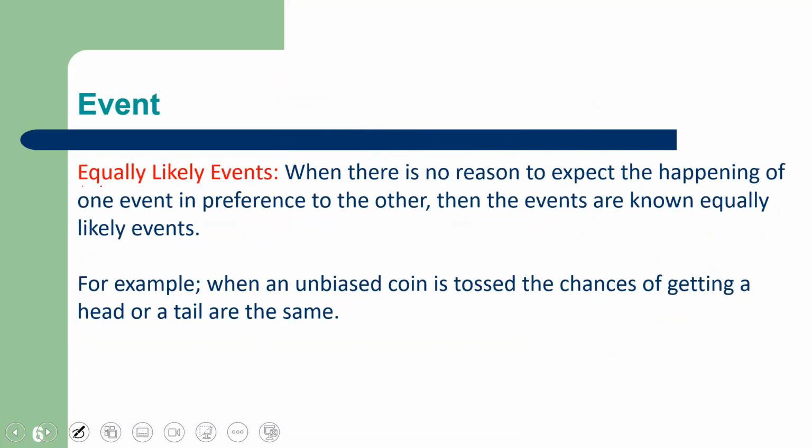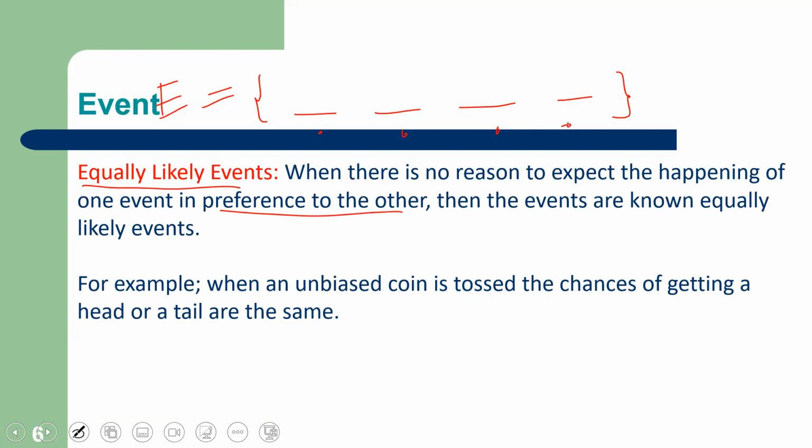We also have equally likely events. Equally likely means that every outcome in an event, for example if you take this as an event, every outcome we have in the event will have an equal chance. There is no reason to expect one outcome to happen in preference to another, meaning no preference is given to the outcomes. Everyone will have the same chance when the events are equally likely.